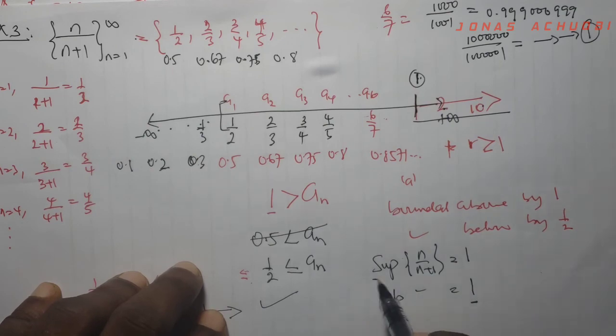So the concept of supremum only comes in when the sequence is bounded above. So a sequence that is not bounded above cannot have a supremum. And once a sequence is bounded above, there is bound to be a supremum. Are we there? Very good.